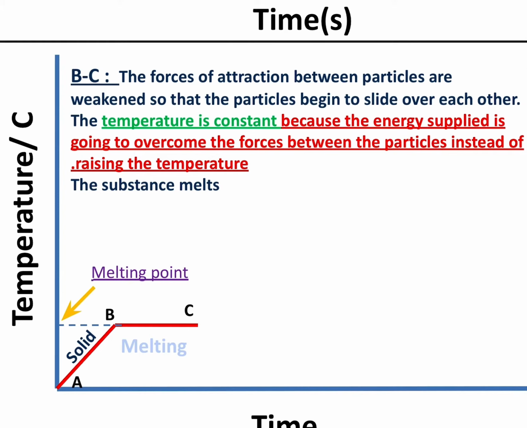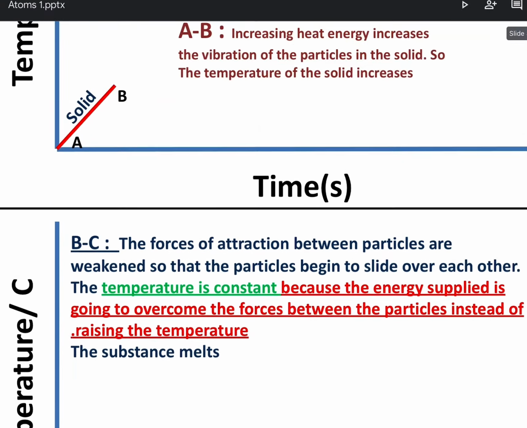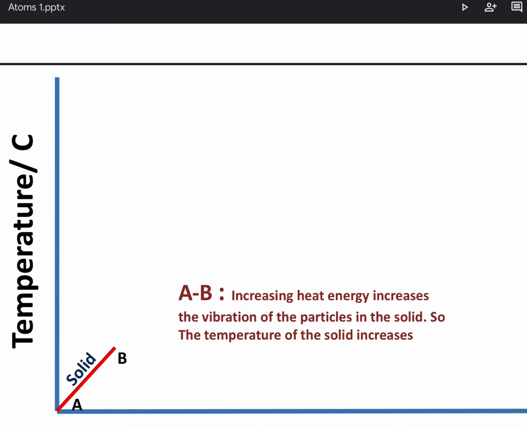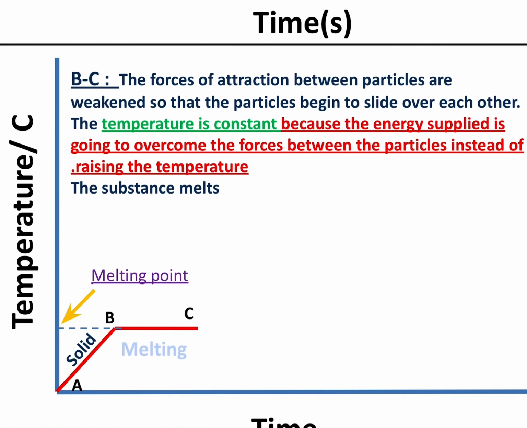But miss, what is going on in B to C? Look at the description. The forces of attraction between particles are weakened, so the particles begin to slide over each other. In the previous slide, we knew that solids vibrate when we apply heat. But when they start to become liquid, the forces of attraction become weak and then they start to break. In this case, the motion of the material will become liquid motion. The particles start to slide over each other. Sliding over each other is the motion of liquids.